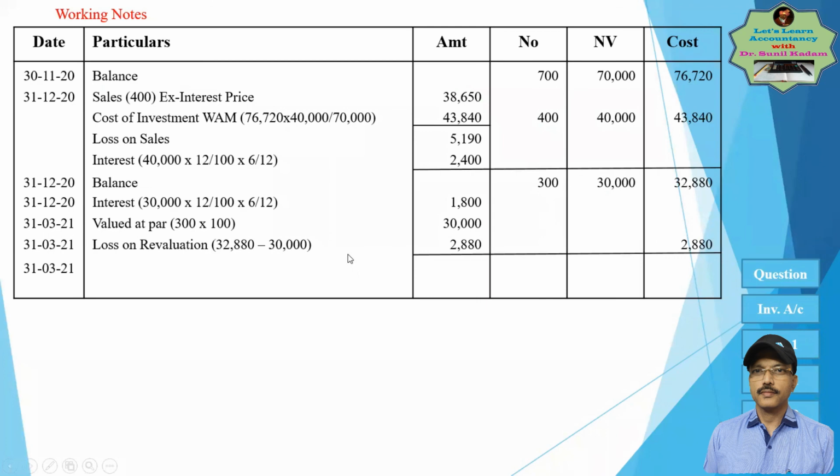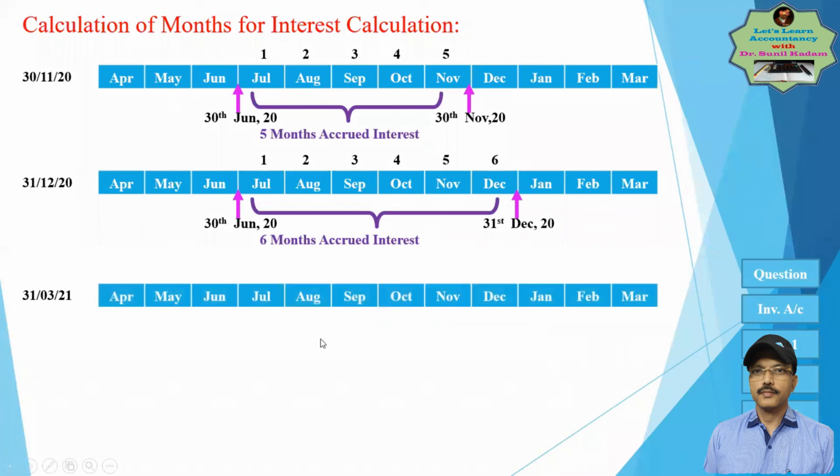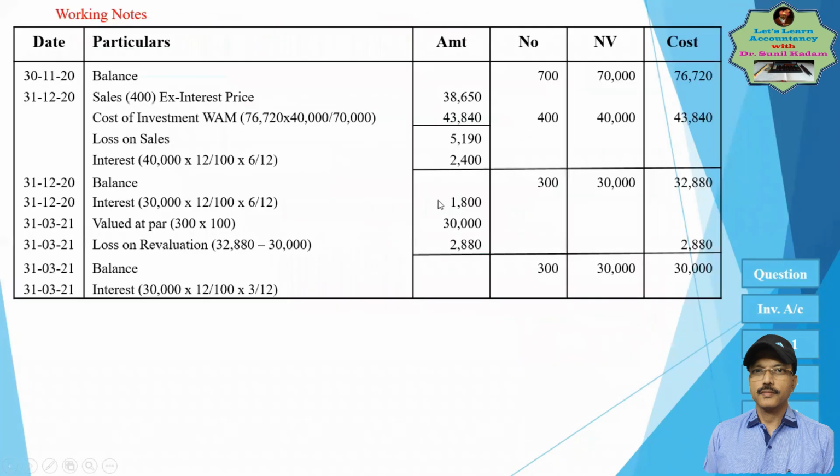So go to the working note and check the balancing figure after deducting the cost. The balancing figure on 31st March is 300 units, nominal value 30,000, and the cost is now 30,000. On this balance, interest will be received on 31st March. Interest will be calculated on 30,000 at 12% for 3 months. Why 3 months? On 31st March, the last date of interest was 31st December. From 31st December to 31st March, the duration is January 1, February 2, March 3. 3 months accrued interest has to be recorded. Therefore, we have taken 3 months.